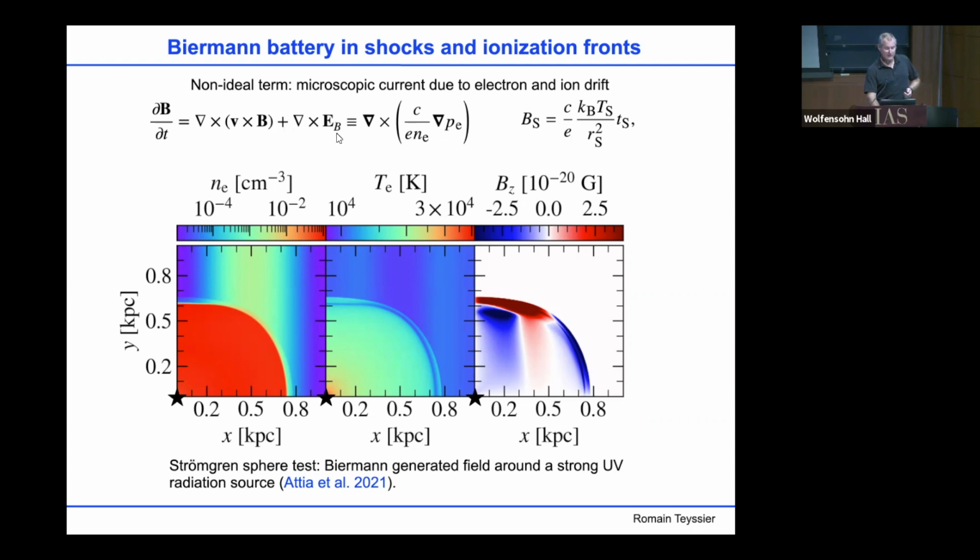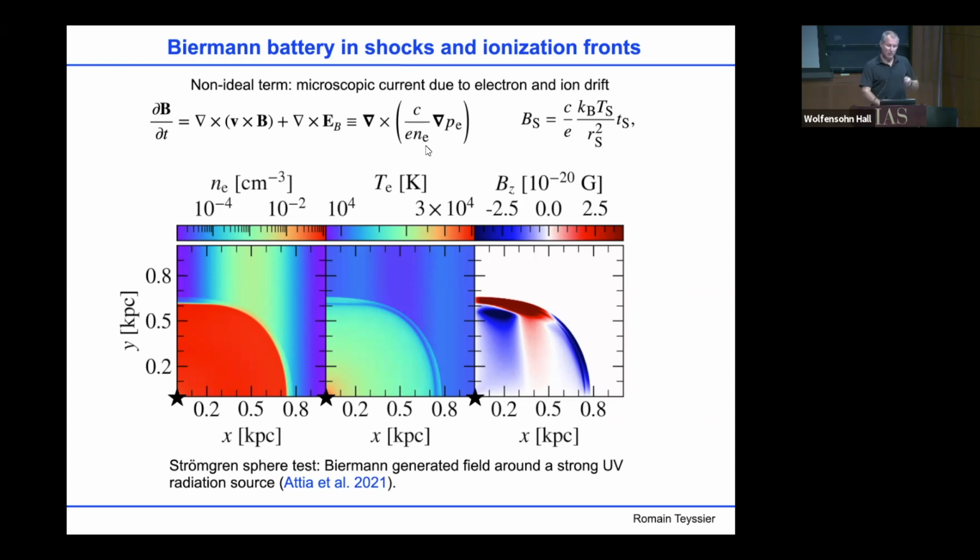This non-ideal term comes from the current between electron and ion, which are not moving exactly at the same speed. There is a small drift, and you can compute this drift in some stationary limit of the plasma physics. You see that it depends on the electron pressure gradient and 1 over the electron density. And that's very important, right?